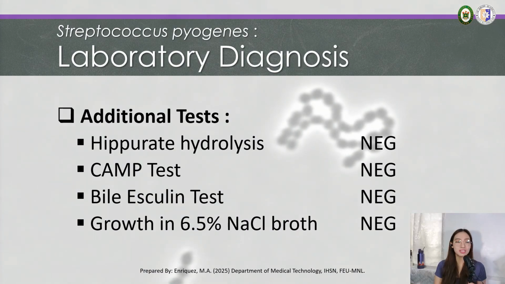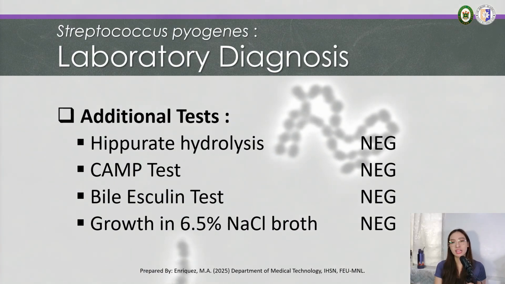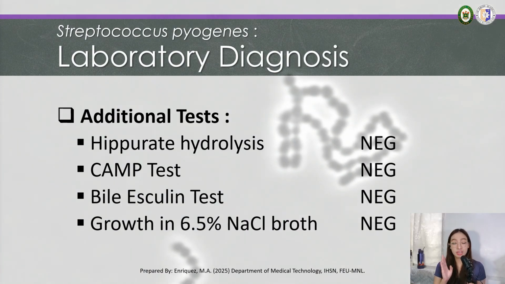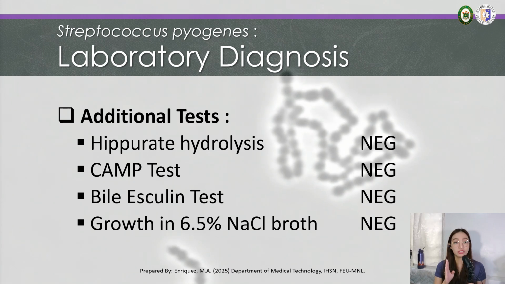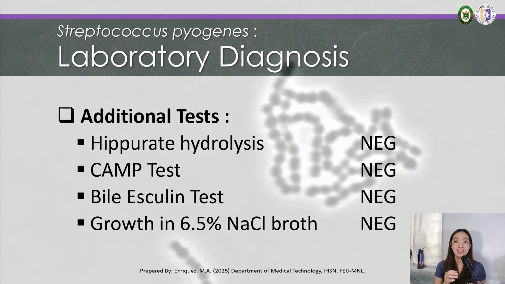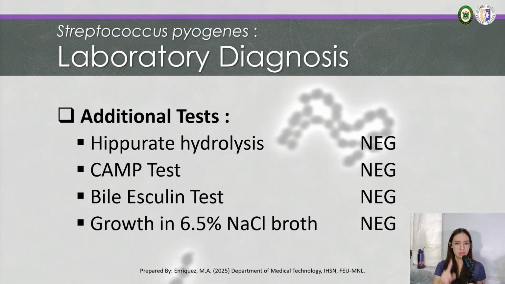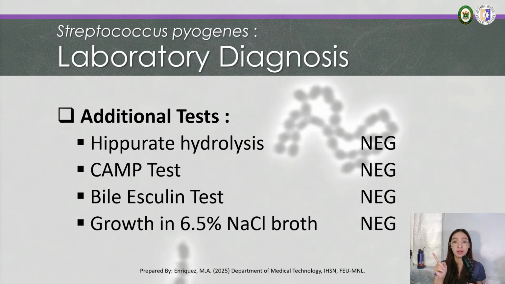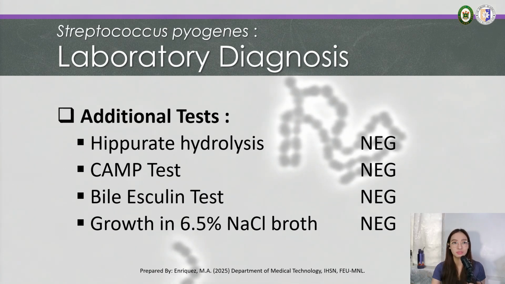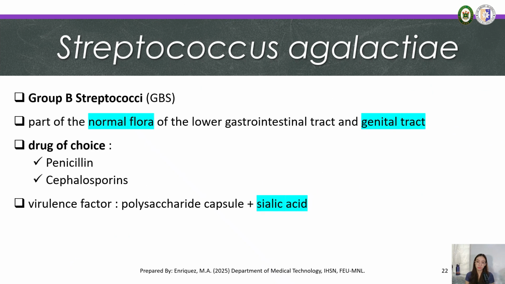This slide shows us a list of all the other additional tests that we could perform, but do take note that in all of these, Streptococcus pyogenes would test negative, all right? Because there are other organisms out there that would test positive for these, all right? So let's proceed to the others.